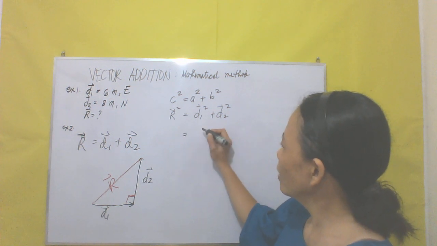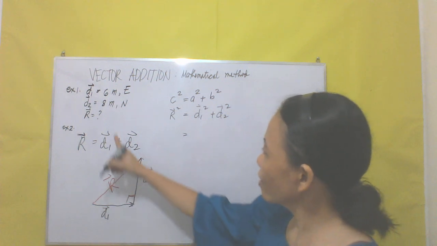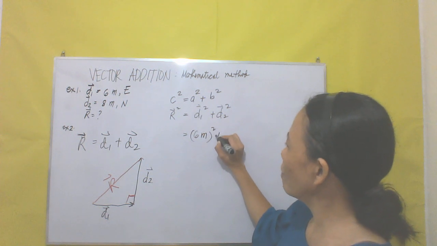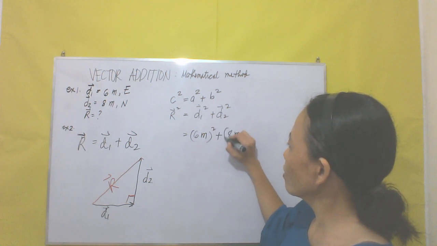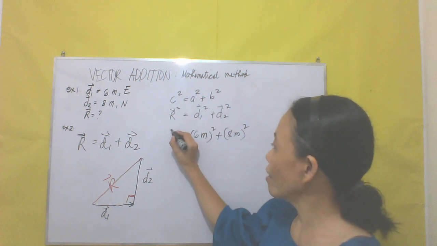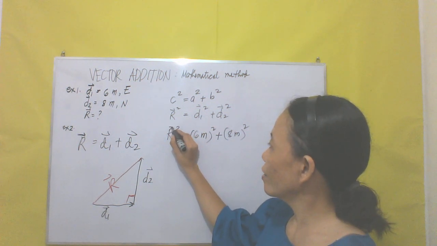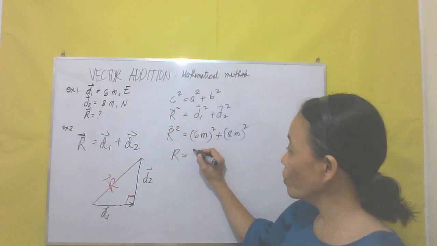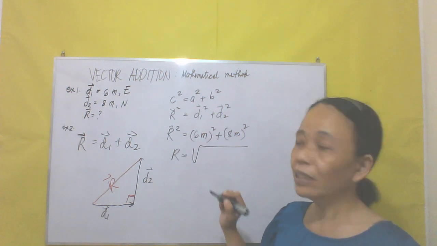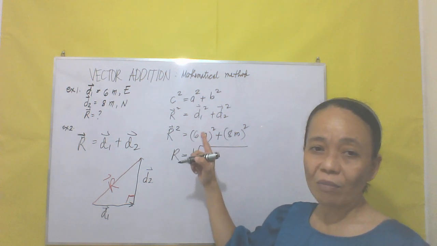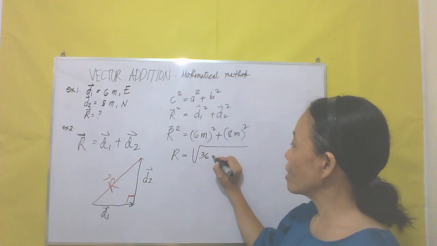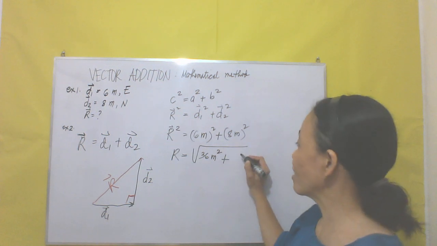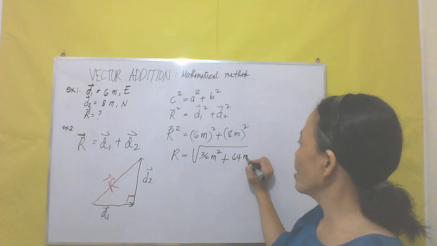So we have d1 is 6 meters quantity squared plus 8 meters quantity squared, and this is r squared. Therefore the resultant vector r is equal to the square root of 6 meters times 6 meters is 36 meters squared plus 8 meters times 8 meters is 64 meters squared.